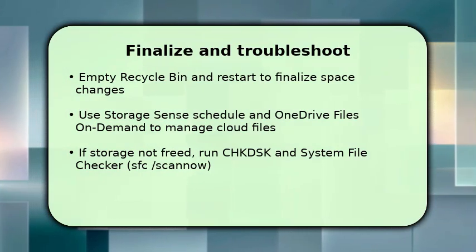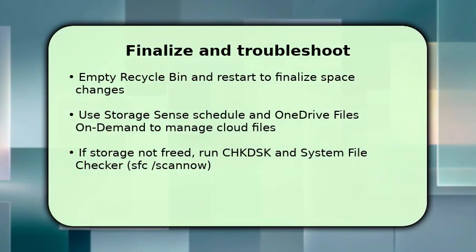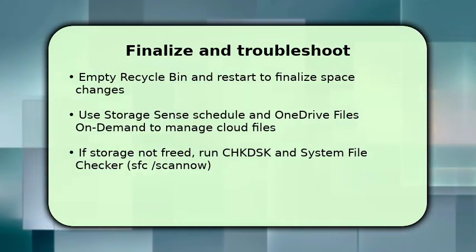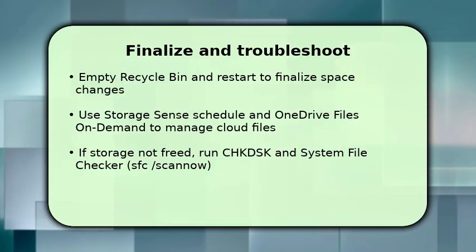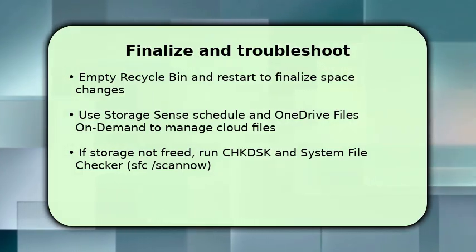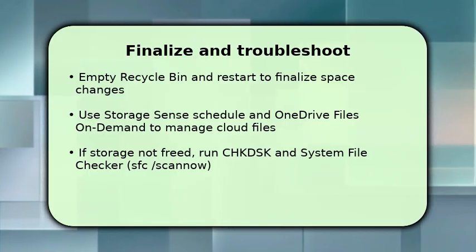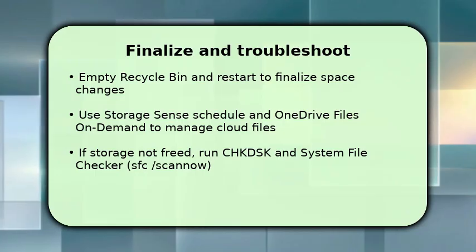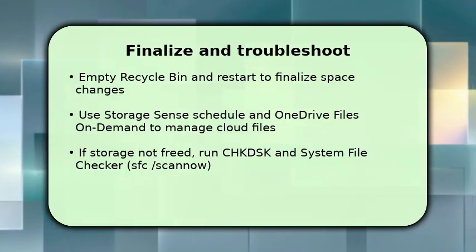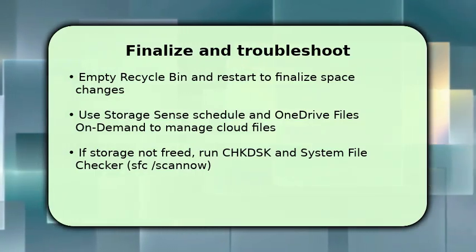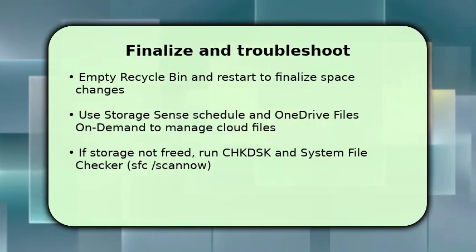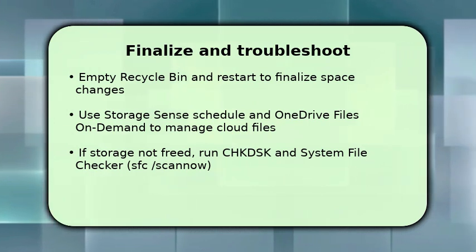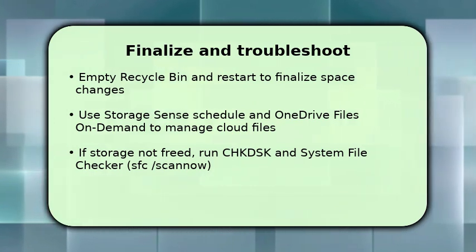Finally, empty the Recycle Bin and restart your PC so Windows updates the free space count and removes locked temporary files. Configure Storage Sense Schedule and enable OneDrive files on demand to keep large files in the cloud while showing placeholders locally. If space still seems incorrect, run chkdsk to fix disk errors, and then run sfc /scannow to repair system files. These commands can reveal or fix orphan files. If that fails, check for hidden user profiles or shadow copies taking space.